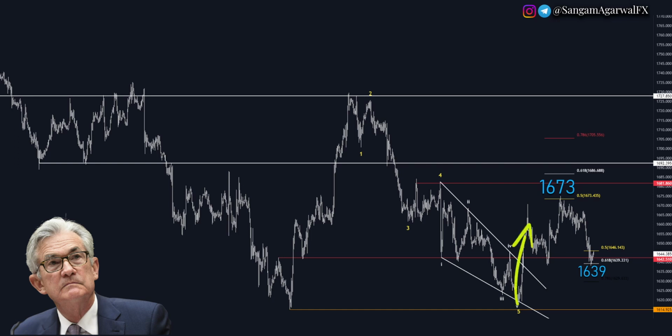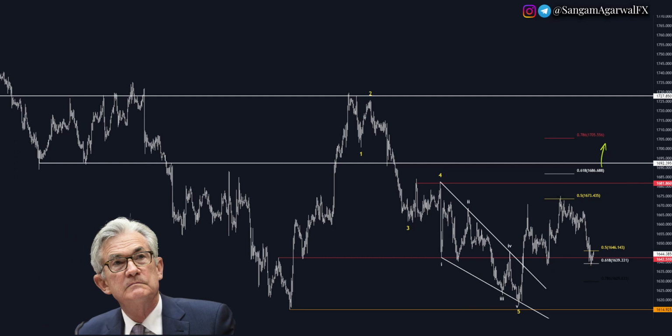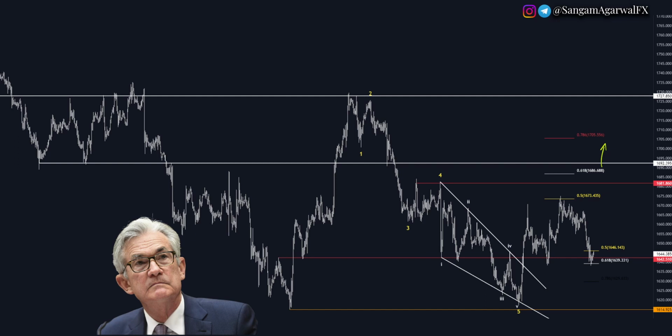Then this was the first impulsive wave, and this is your ABC flat correction, and the next impulsive wave will depend on what will happen in the December FOMC meeting. So there is no important news except the FOMC meeting. So the major trend of gold will be decided after the FOMC meeting.